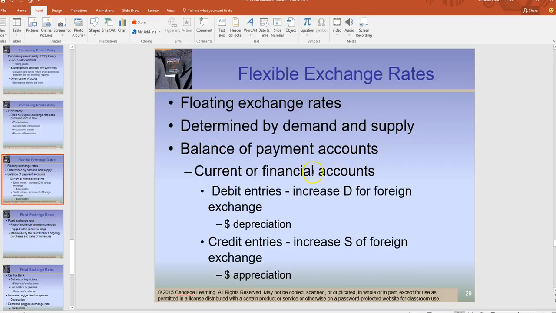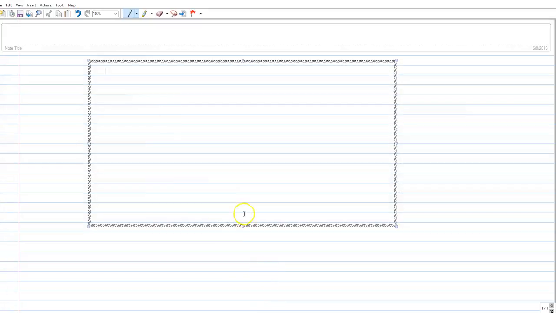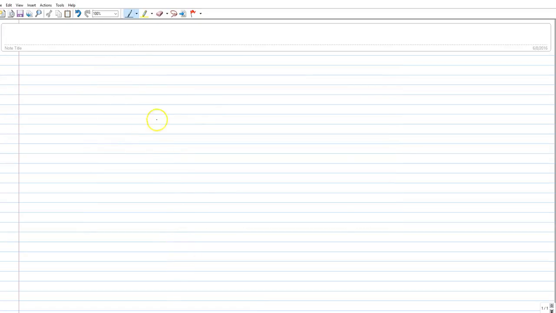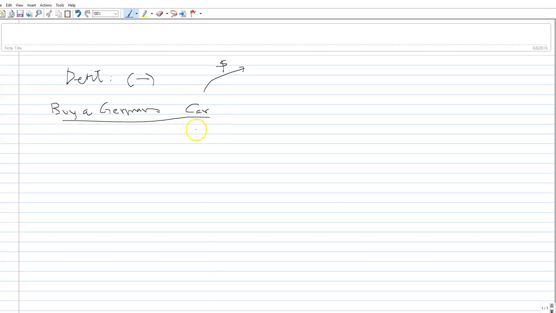In the balance of payments, we may have activities such as debit entries or credit entries. Let's assume there is a debit entry. A debit entry is, remember, a negative entry. That means that money leaves the United States, and suppose the transaction is to buy a German car. And in this case, we're going to assume it's going to be imported from Germany.